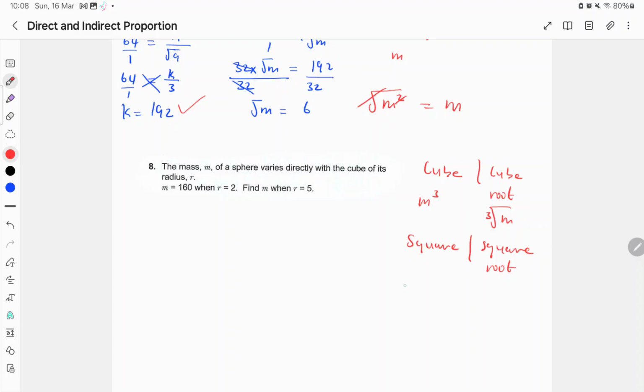Pay attention to those things, square and square root. So now what you have is this, that square is just m squared, and then the square root is the square root of m. Pay attention to these words. They are very, very important when you are dealing with direct and indirect proportionals. Okay, so now let's move on.